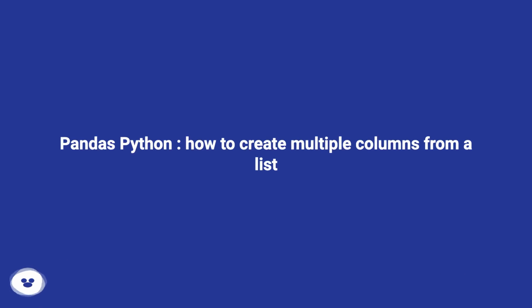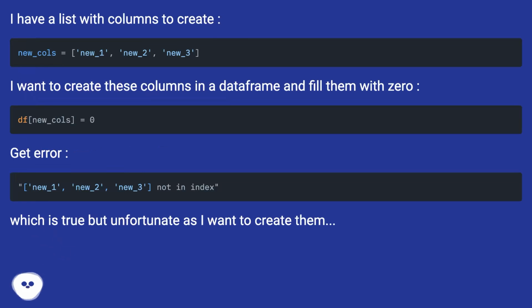Pandas Python, how to create multiple columns from a list. I have a list with columns to create. I want to create these columns in a data frame and fill them with 0. Get error. Which is true but unfortunate as I want to create them.